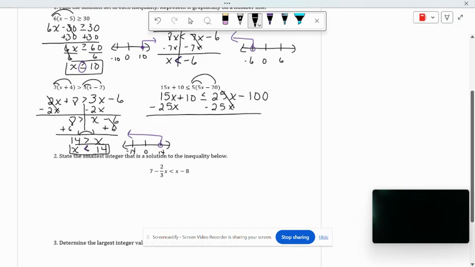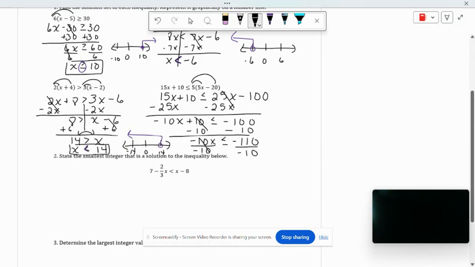So 15 subtract 25 gives me negative 10x plus 10 is less than or equal to negative 100. I would strongly encourage you to use Desmos because I'm going to subtract 10 on both sides. So I get negative 10x is less than or equal to, really, you get negative 110. I divide both sides by negative 10.